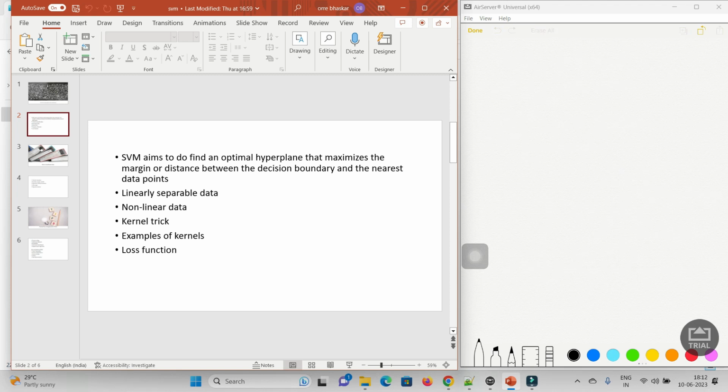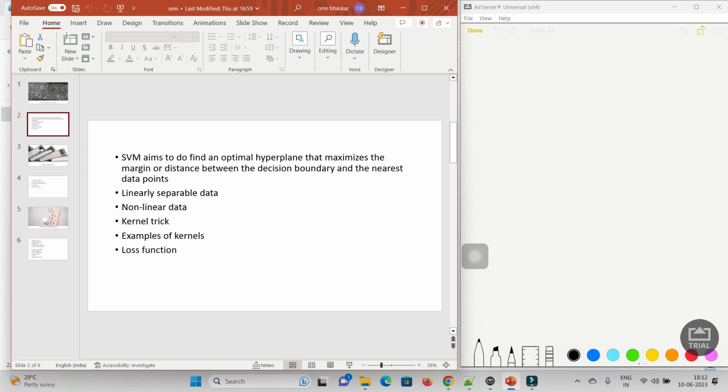But what if the data points are not linearly separable? Then we can use the kernel trick. It enables SVM to handle nonlinear data by projecting it into a higher dimensional feature space. This transformation allows us to find a hyperplane that separates the classes even in more complex scenarios.